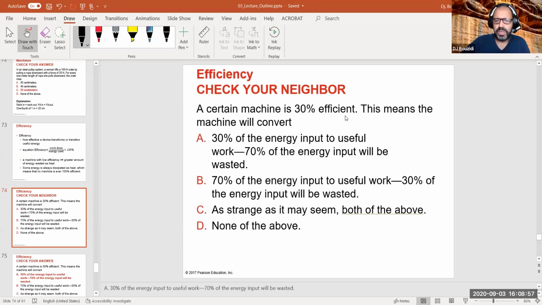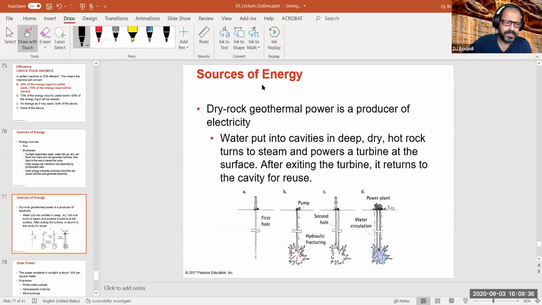Okay, a certain machine is 30% efficient. This means that the machine will convert 30% of the energy input to useful work. 70% of the energy is wasted. That's what it means, okay? 70% of the input is useful, 30% no. As strange as it may sound, both of the above? No, that's a contradiction. That's nonsense. They cannot both be true. Or none of the above. The correct answer in this case is A. This is not a question that requires your prompt later on, okay? So this is easy. This is so easy that even I can do this.